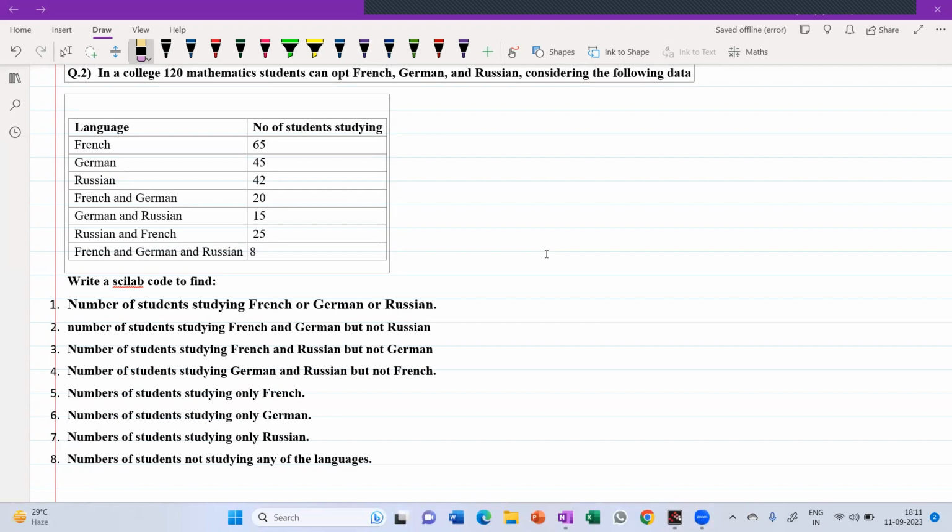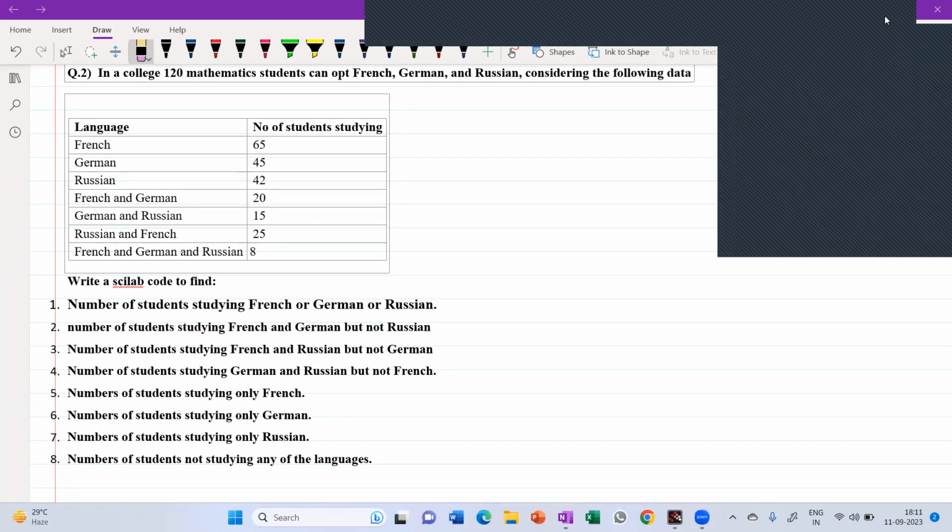Then the third question says to find the number of students who have taken French and Russian but not German. The fourth question says the students who have taken German and Russian but not French. And the sixth question asks how many students have taken only French, only German and only Russian. And the last question asks how many students have not taken any of the languages. As I said, it is not compulsory for students to take any of the languages. There can be students who do not want to take any language. So let us see how we can answer these questions.